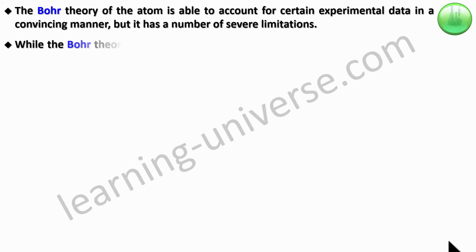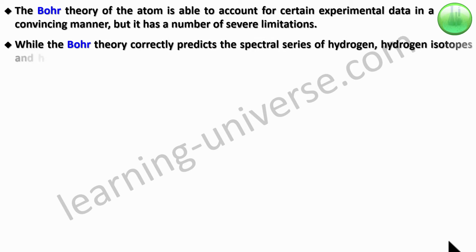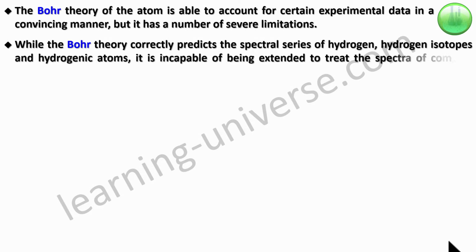While the Bohr theory correctly predicts the spectral series of hydrogen, hydrogen isotopes, and hydrogenic atoms, and by hydrogenic atoms, I'm talking about ions which have single electrons, like for example, lithium plus and similar types of ions. It is incapable of being extended to treat the spectra of complex atoms having 2 or more electrons. We discussed that. Because the potential energy that Bohr used was simply the attractive force of the electron with the nucleus, whereas if you want to actually look at a multi-electron system, the potential energy of the electron will also be including the repulsion the electrons feel amongst themselves. So Bohr could not account for that, and therefore his theory doesn't work for complex atoms.